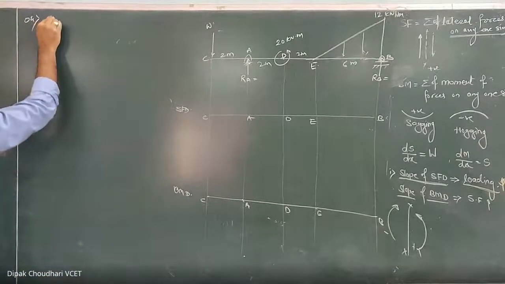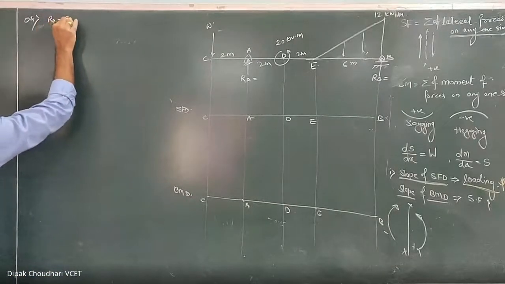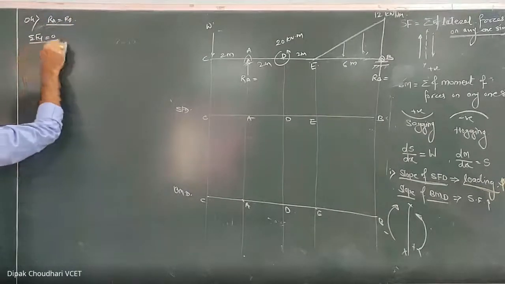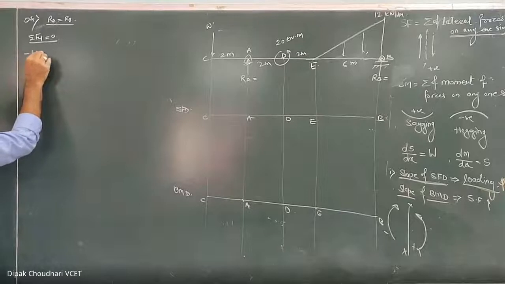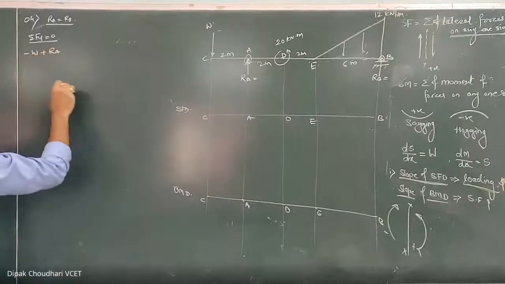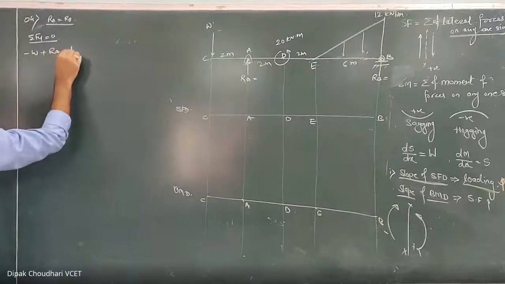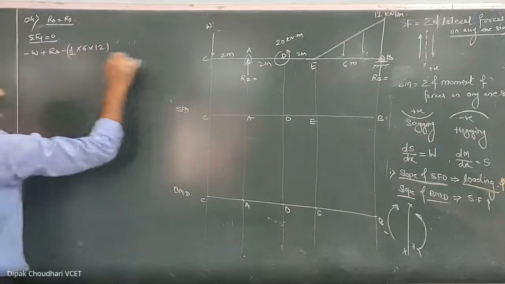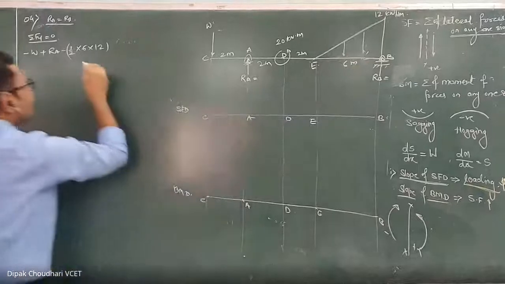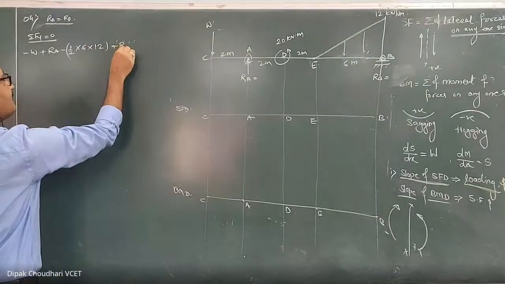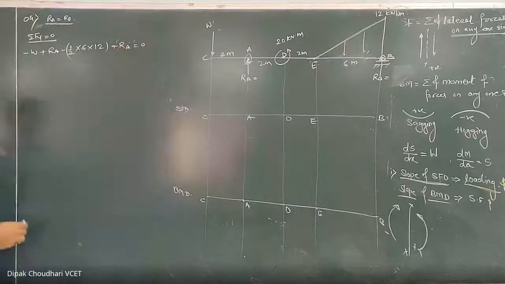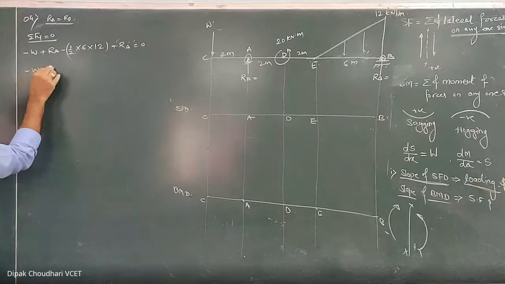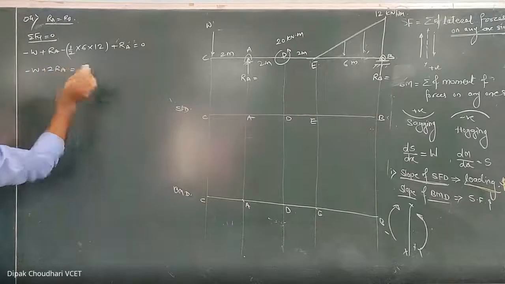So it is given that RA equals RB. Means if I use summation of Fy equals 0, then it is minus W plus RA minus half into 6 into 12, the equivalent point load for this UVL, plus RB, but RB equals RA. You will get one equation: minus W plus 2RA equals some constant.